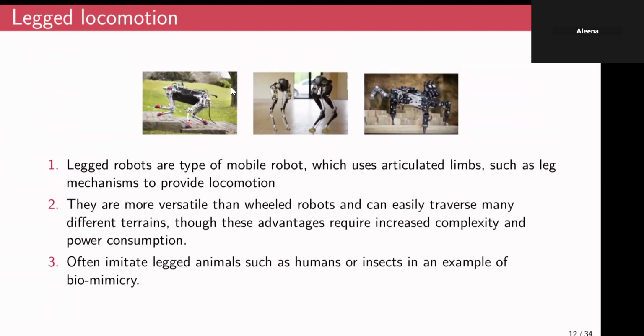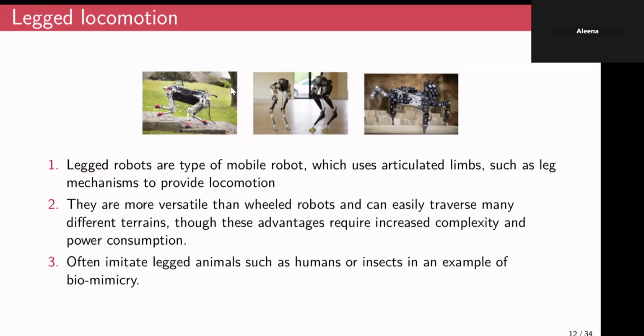Legged locomotion can be of multiple kinds. In the first figure, it depicts a dog-like robot which has four legs or four limbs, just like how a mammal or a dog would move. In the second figure, you have a bipedal robot, which has two legs, very similar to how human beings move. In the third figure, you have what you can call a hexapod, which has six legs, or if it has eight legs, you can call it an octopod.